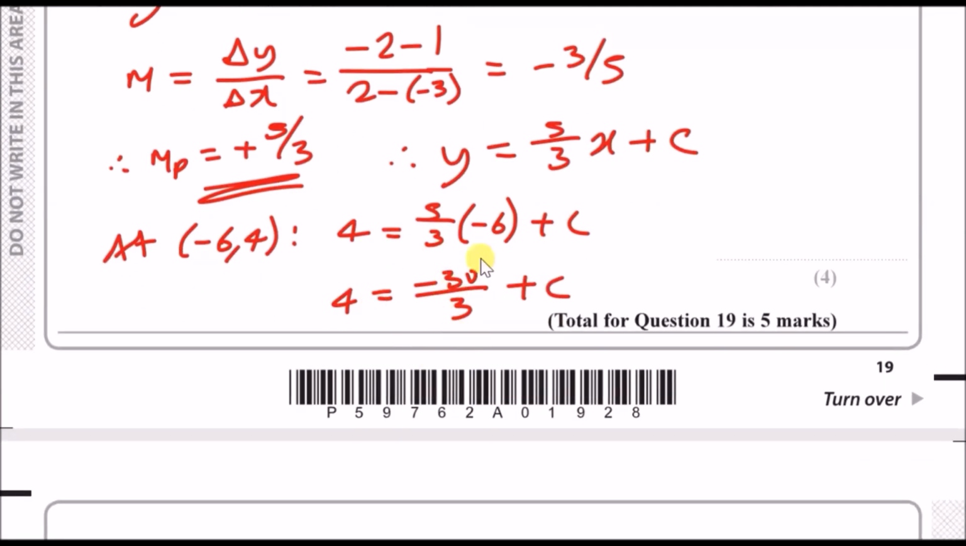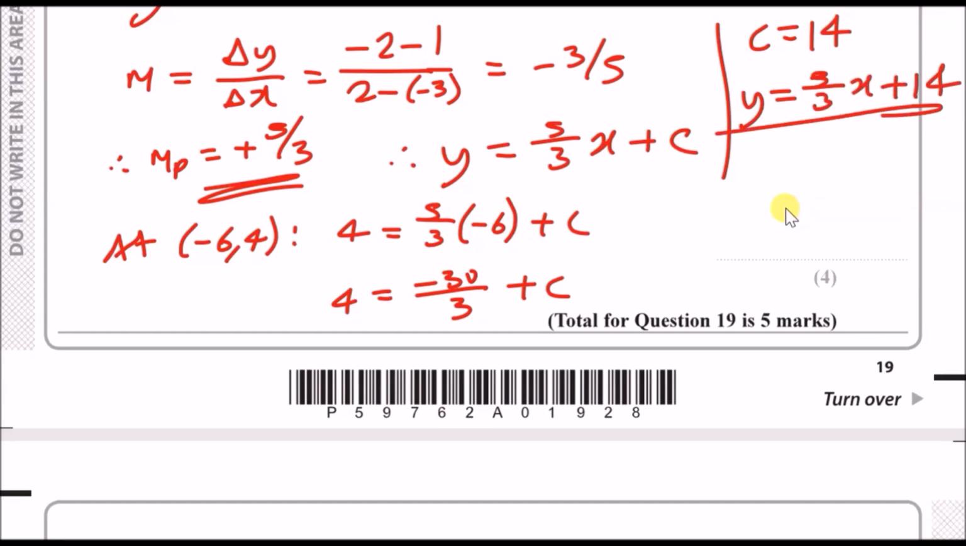And then just doing a quick maths, just plus this to the other side. So in your calculator, you're going to write 4 plus minus 30 over 3, and you're going to get a c value of, well, I'll do it here, 14. So all that tells us now is that your c value over here is 14. So our equation gets updated to y equals 5 over 3x plus 14. And usually this would be it. You actually found your equation.